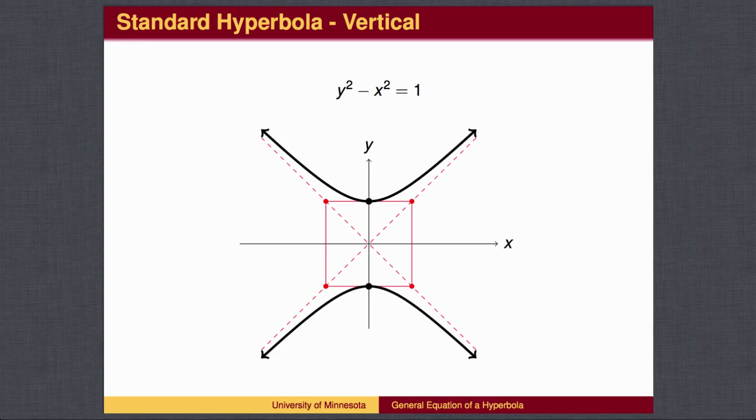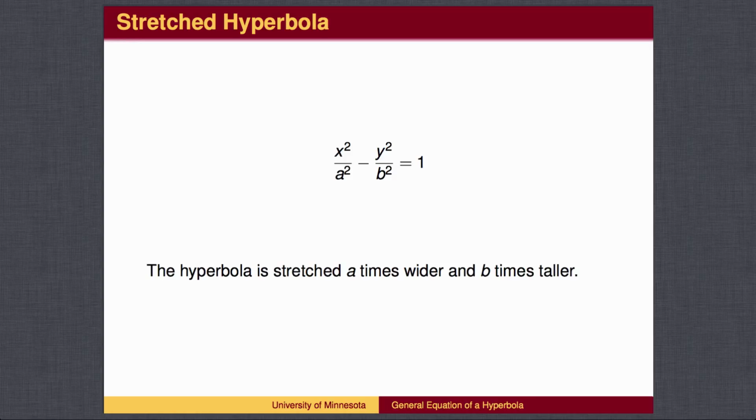For the hyperbola y squared minus x squared equals 1, we have the same asymptotes, but the vertices are now on the y-axis at plus and minus 1. We can stretch the hyperbola the same way we stretch the ellipse. Dividing x squared by a squared stretches the graph left and right by a factor of a. Similarly, dividing y squared by b squared stretches the graph up and down by a factor of b.